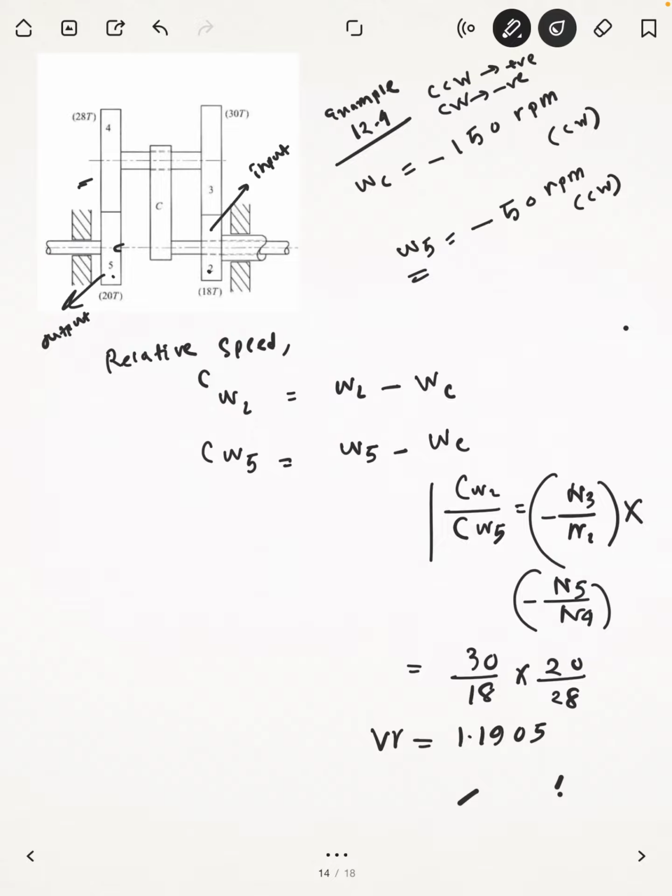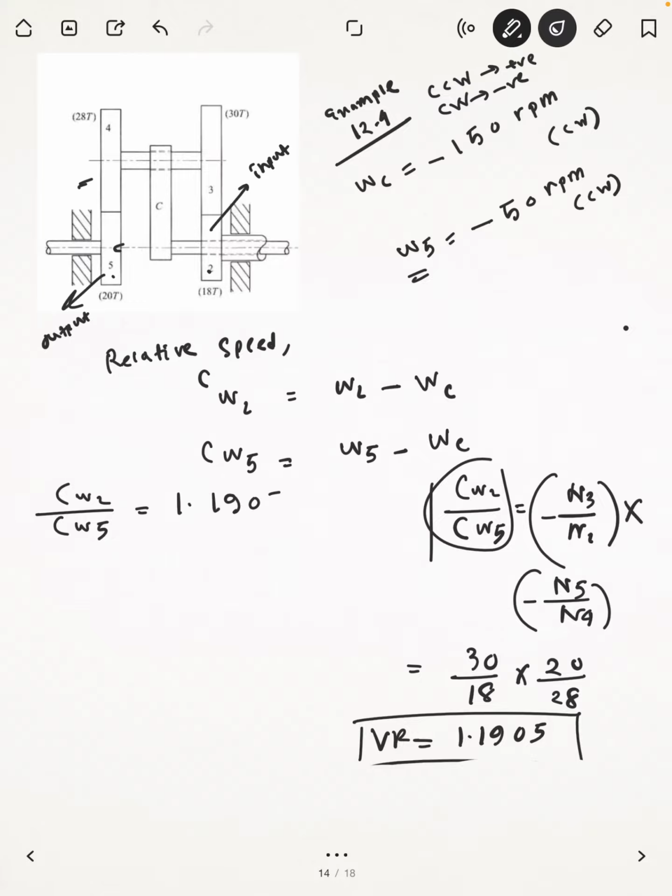We're going to end up with 1.1905. That is basically the velocity ratio. Okay, we have determined the velocity ratio. Now we have this equation: c omega 2 divided by c omega 5 is 1.1905. Now if I replace this in terms of relative velocities, I can write c omega 2 as omega 2 minus omega c, and c omega 5 as omega 5 minus omega c.